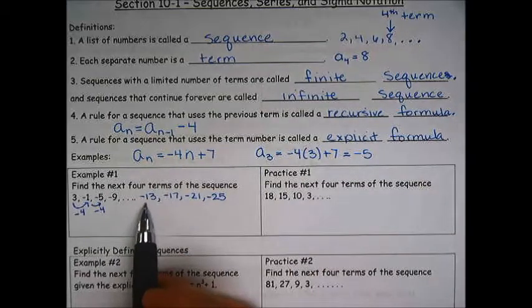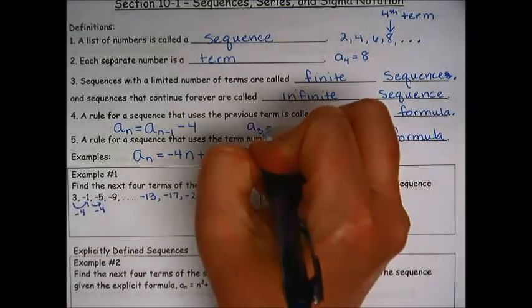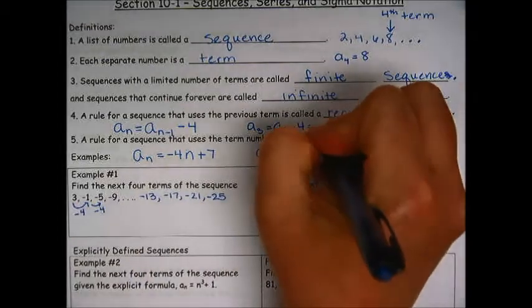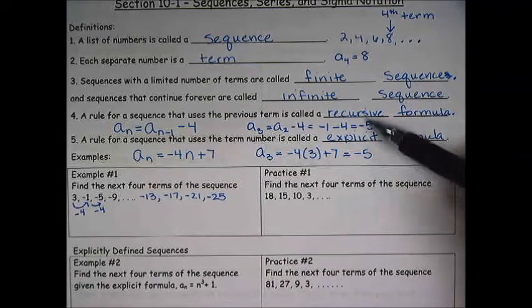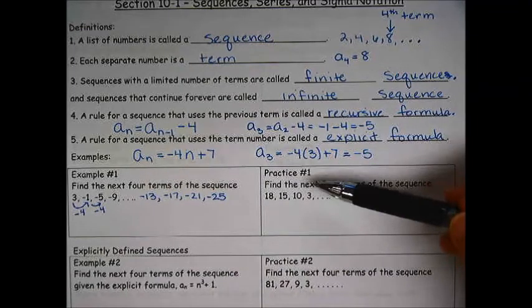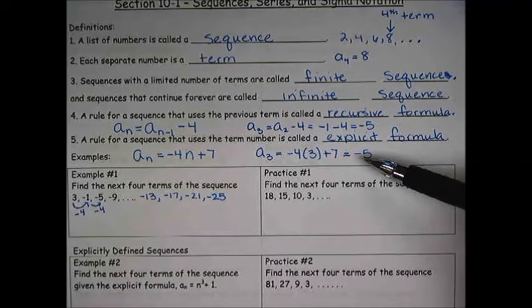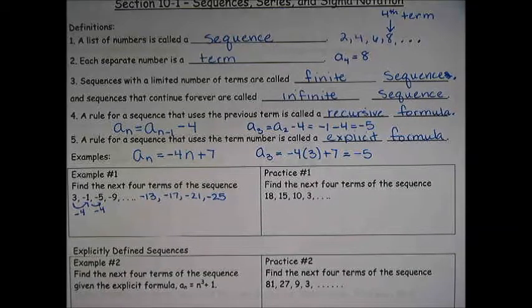If I use my recursive formula to find the third term, I need to take the second term and subtract 4. The second term in this example is negative 1, and negative 1 minus 4 gives me negative 5. So I can use both formulas to find the negative 5, which is the third term. The power of explicit formulas is that if they ask you for the 100th term, you're definitely going to want to use an explicit formula, because with a recursive formula I would have to find the 99th term first. The power of recursive is that usually when someone describes a pattern, they see it as a recursive formula.